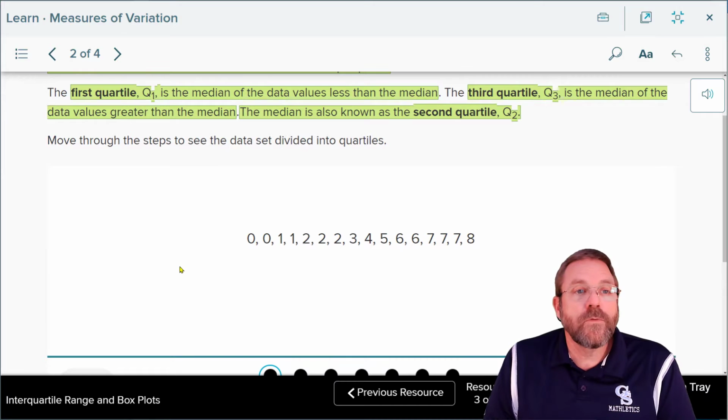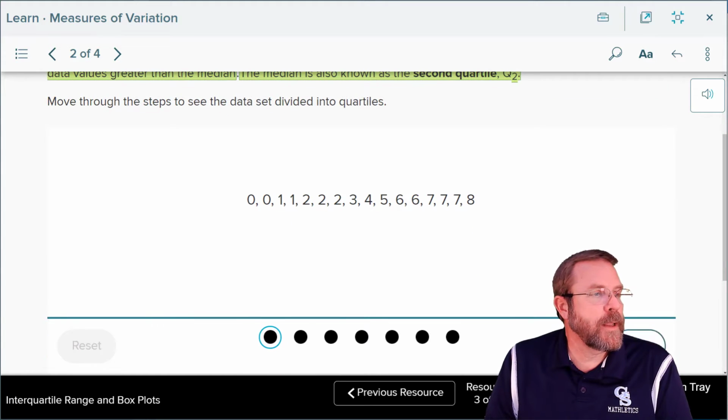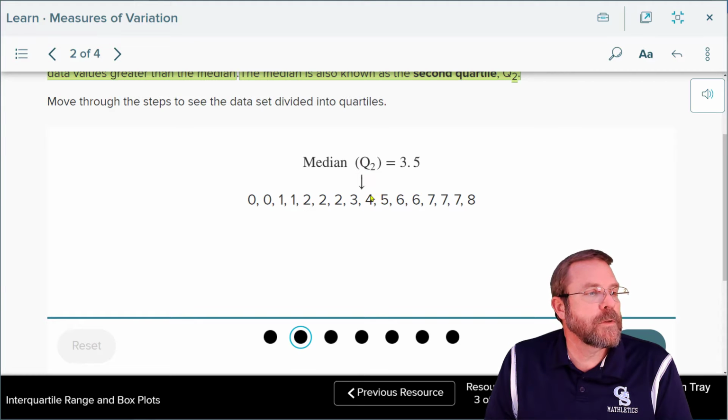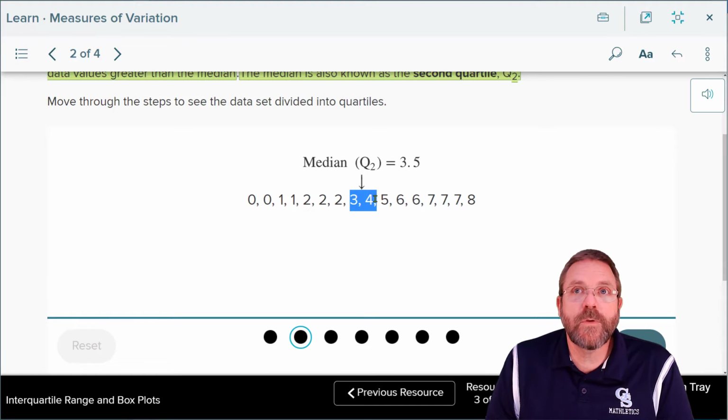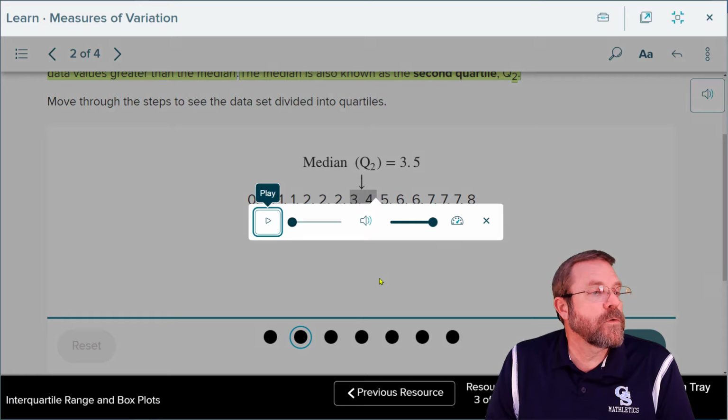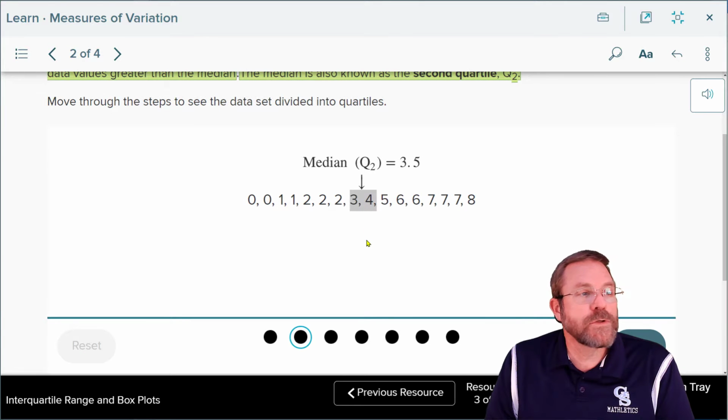Now we're going to move through some steps to figure out how to actually do all this. Our textbook has given us this set of data starting at 0 and going to 8, and then the first thing they want to do is pick the middle, which is going to be between 3 and 4. 3 and 4 are your 2 middle values, and when you average them, you get 3.5. So your median, otherwise known as Q2, or your second quartile, is going to be 3.5.